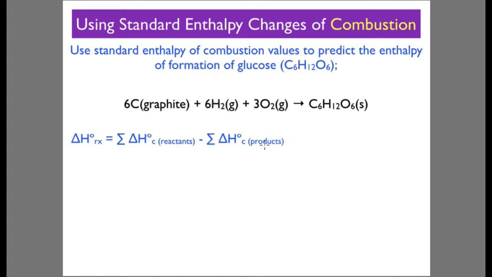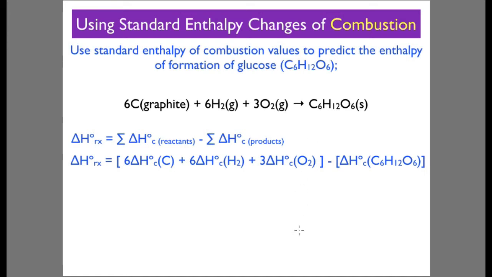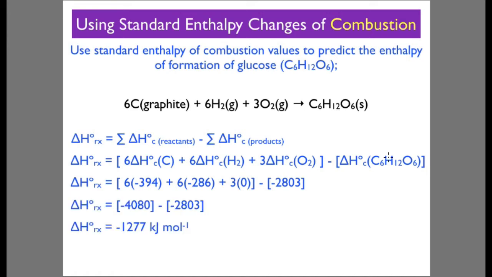And then we've got the formation of glucose, graphite plus hydrogen plus oxygen. Let's stick in those numbers. We've got 6 times the standard enthalpy change of combustion of carbon plus 6 times the standard enthalpy change of combustion of hydrogen plus 3 times the standard enthalpy change of combustion of oxygen minus the standard enthalpy change of combustion of glucose. Stick in the numbers and do the maths to get your answer. Do notice that the standard enthalpy change of combustion of oxygen is 0.